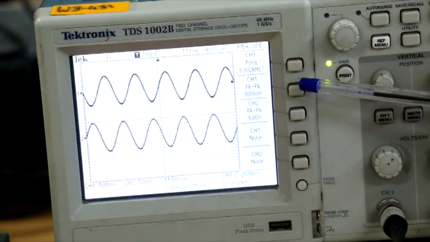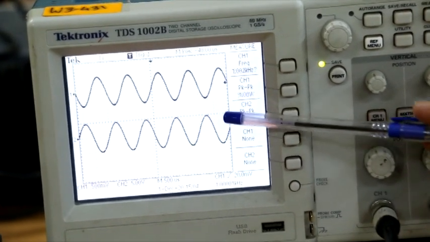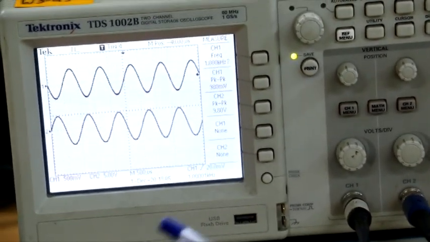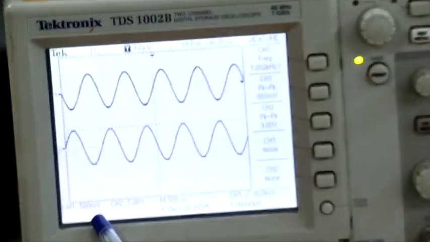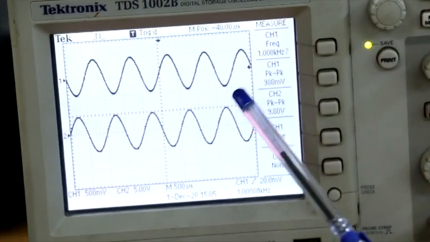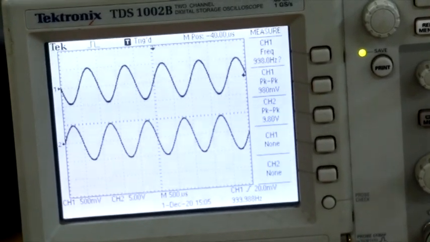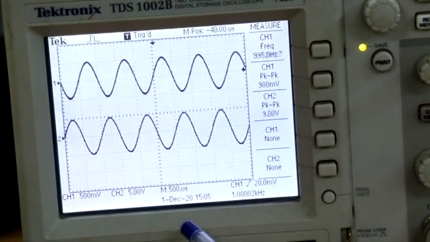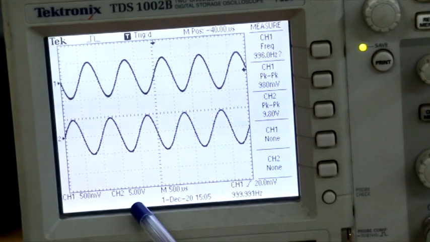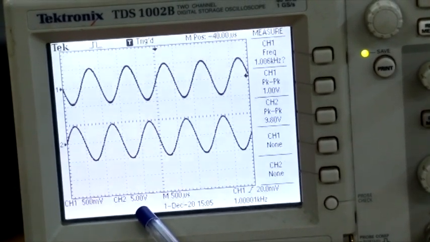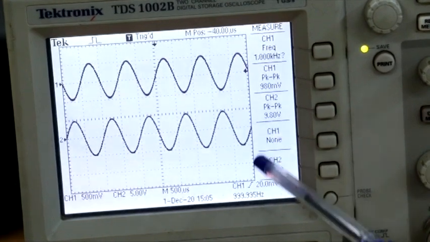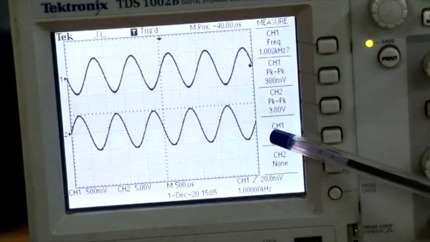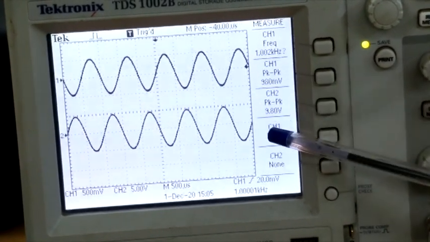What I have here on channel 1 on the top is the input signal. The scale of channel 1 is 500 millivolt, and there are 2 divisions here, which means the peak to peak is 1 volt. What you see here on the bottom is the output, and the scale of channel 2 is 5 volt. There are 2 divisions, therefore the output is 10 volt. So you see that input is 1 volt peak to peak, output is 10 volt peak to peak. So the gain of 10 is satisfied.